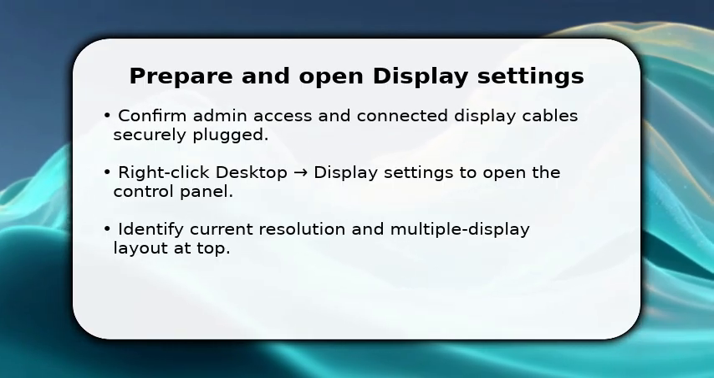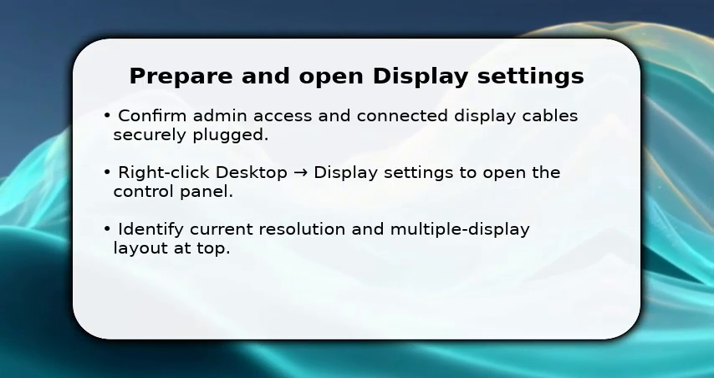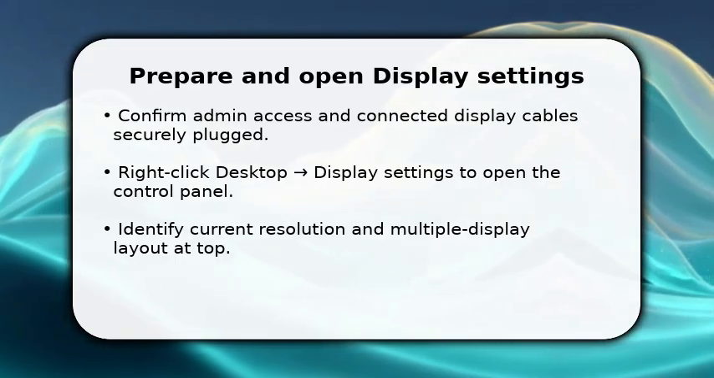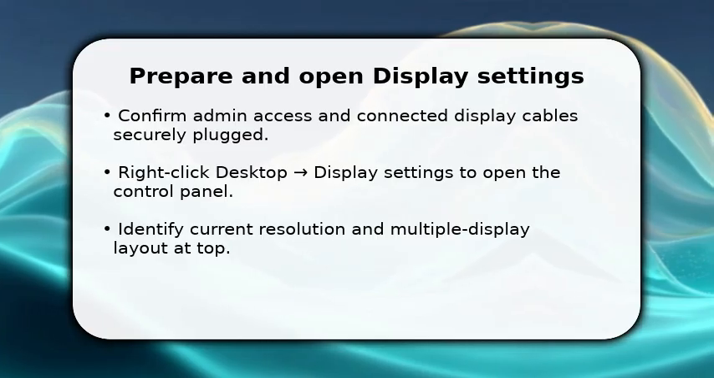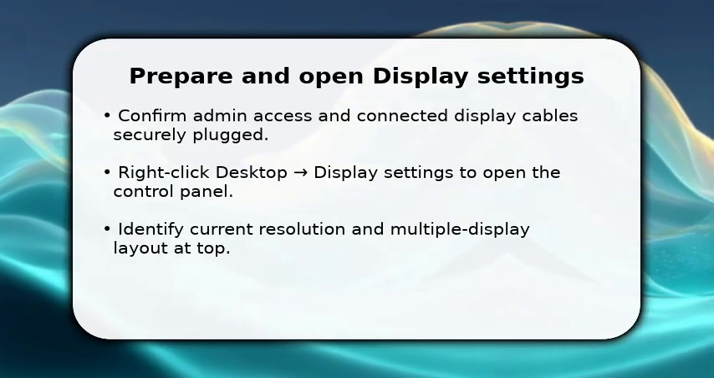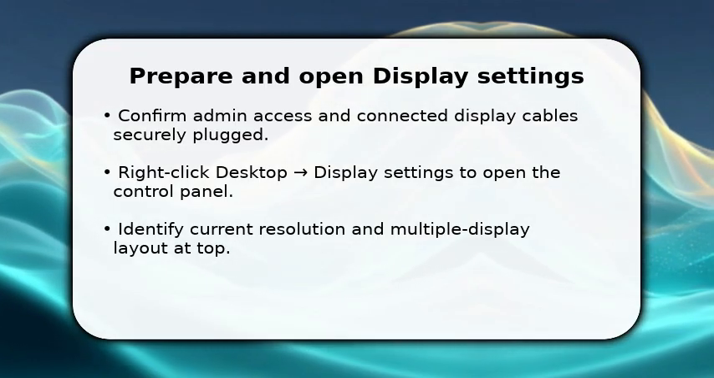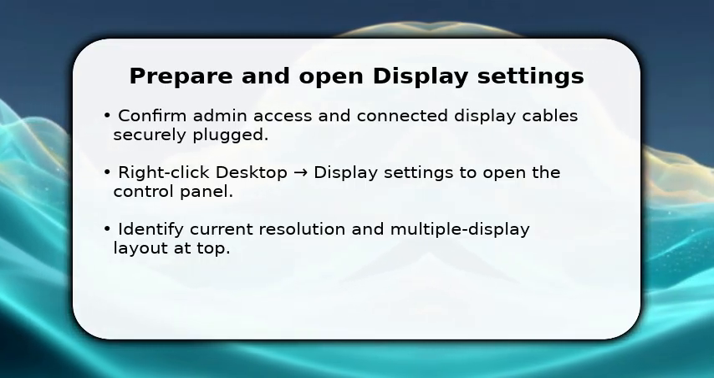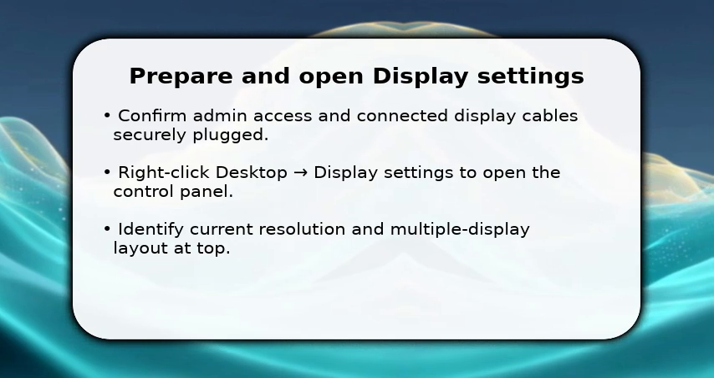Once done, identify which screen is active and confirm cable type, HDMI, DisplayPort, VGA, because that affects available resolutions. Make sure Windows detects the correct monitor. Click Detect if needed. This step sets the stage for safe changes and avoids applying settings to the wrong display.